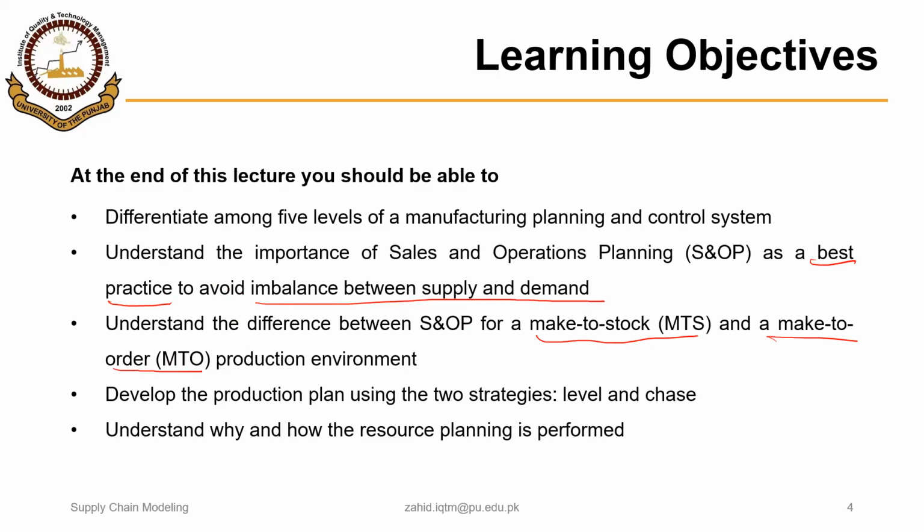And you should be able to develop the production plan using the two strategies, production leveling strategy and chase strategy. And we will see that this level strategy is used for make-to-stock production environment and chase strategy is used for make-to-order production environment. Whenever we make a plan, we check its feasibility. So in sales and operations planning, when we have made the plan, we check whether it is executable or not using a process that is called resource planning. So we will see how we perform the resource planning and what is its importance.